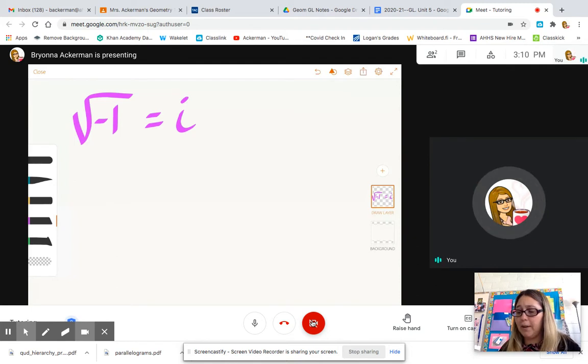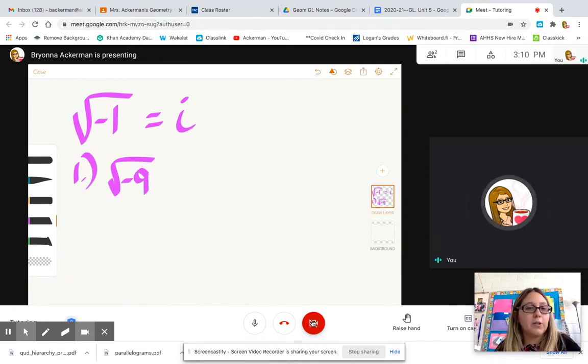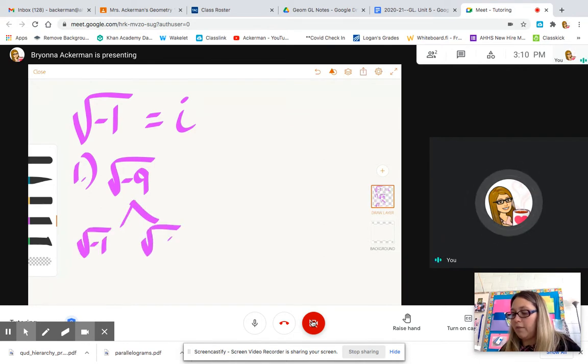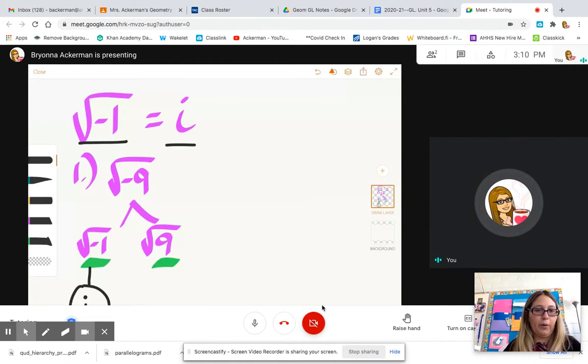So for example, on number 1 on your packet, we have the square root of -9. And so the square root of -9, it has a negative. So we have to take out that -1. So we have the square root of -1 times the square root of 9. Okay? Well, we just said that the square root of -1 is equal to i. So under this branch, we would go to i, and there's nothing more you can do. So that would be the end of your branch.